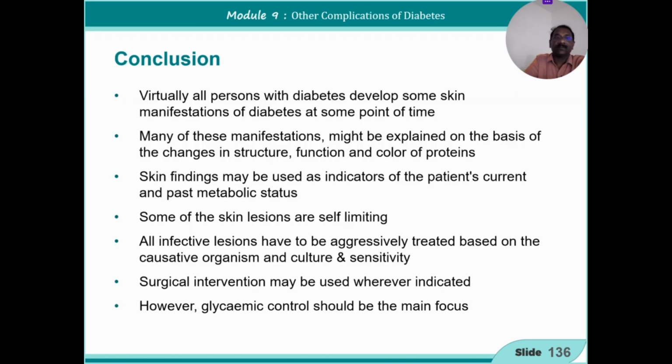So in conclusion, all persons with diabetes develop some skin manifestations at some point of time. Maybe the cutaneous markers of diabetes, skin lesions, or maybe the complications of diabetic treatment. Sometimes maybe because of other endocrinopathies. Might be explained on the basis of changes in the structure, function, and color of the proteins. Skin findings are indicators of the patient's current and past medical and metabolic status.